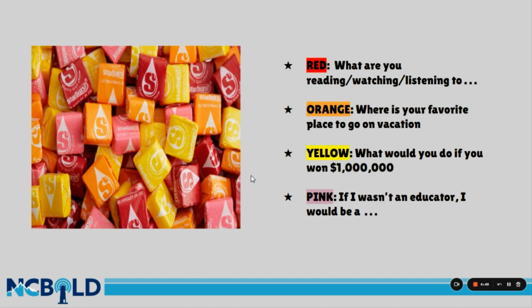For a student, you could obviously modify that and say, if you could be anything in the world when you graduate, what do you want to be? And you can edit these questions. Then participants can break off based on what color starburst they received into different groups if you're going to do any kind of group work.